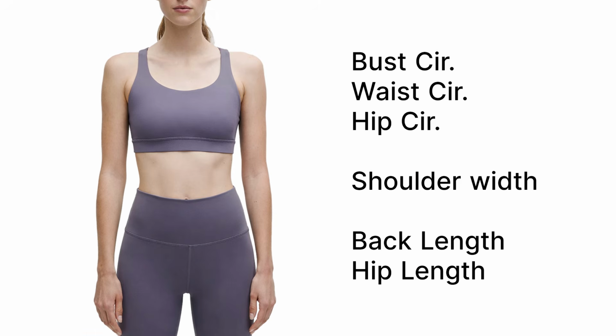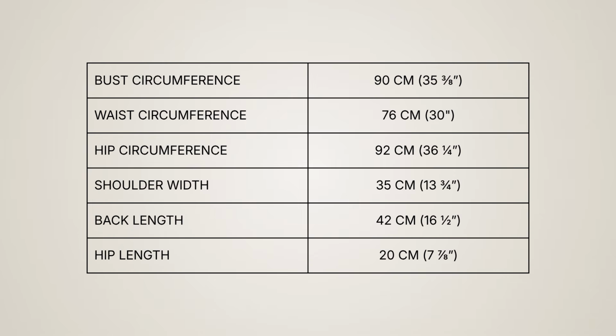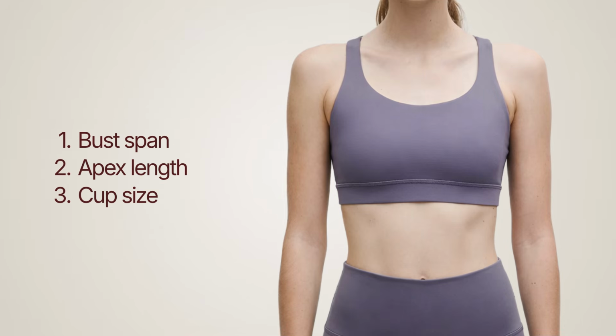To create a dress block, we need these measurements: bust, waist, and hip circumference, shoulder width, back length, and hip length. And these are example measurements for today's lesson. We're gonna need bust span, apex length, and cup size when we draft the front. But we're gonna discuss it when we get there.